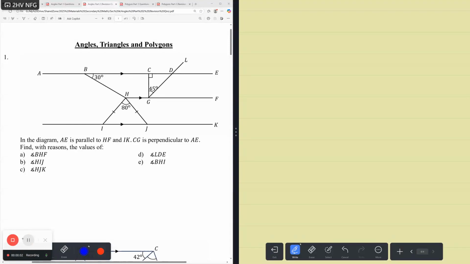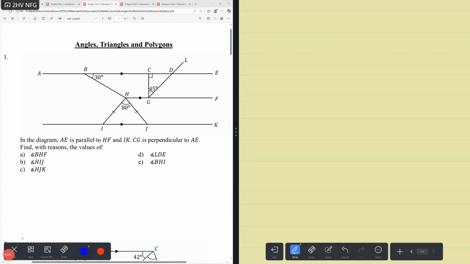Hello everyone, welcome back to our tutorial on angles, triangles and polygons. If you have listened to my previous video on angles, this video is going to go through one sample question on how to apply all those properties that we have revised.